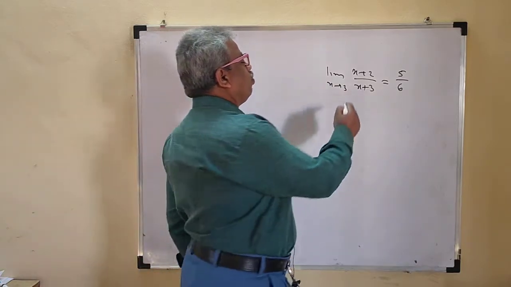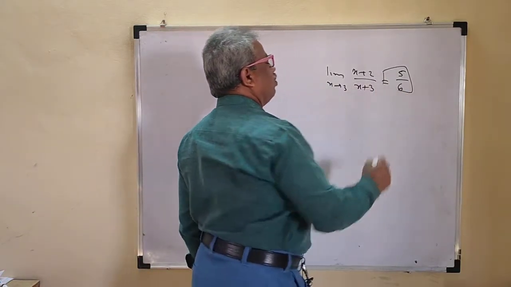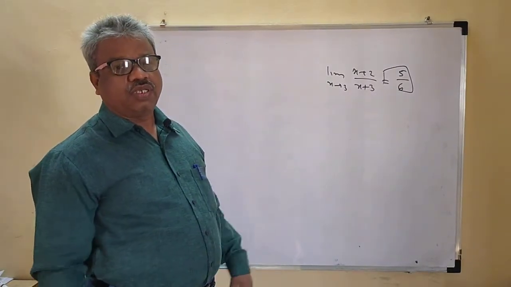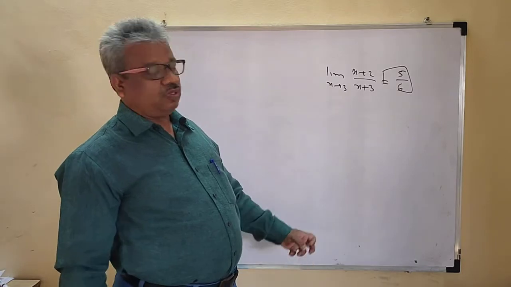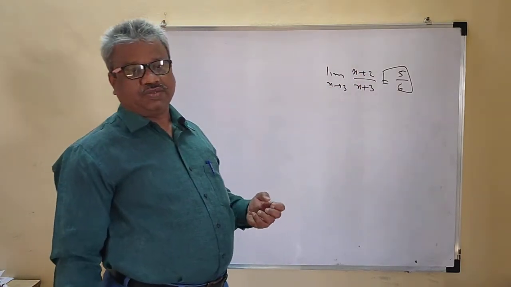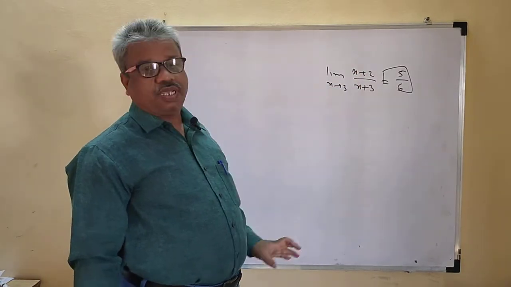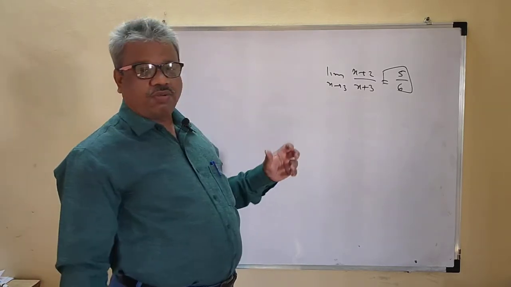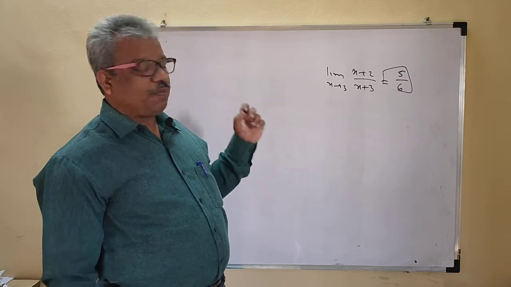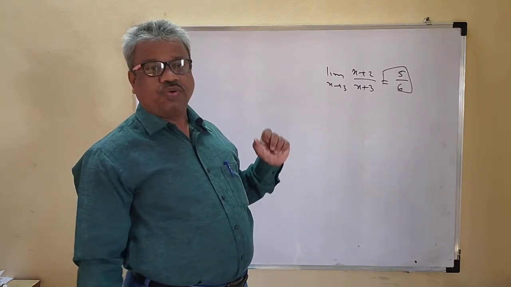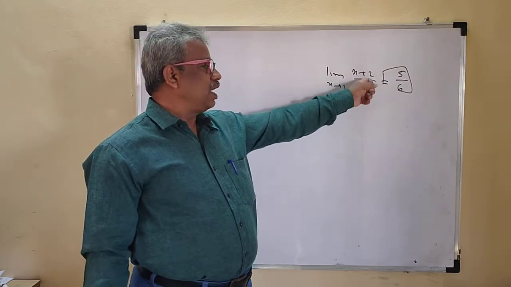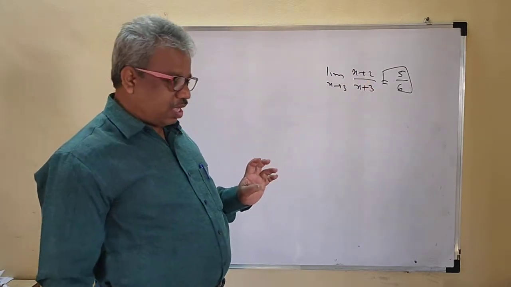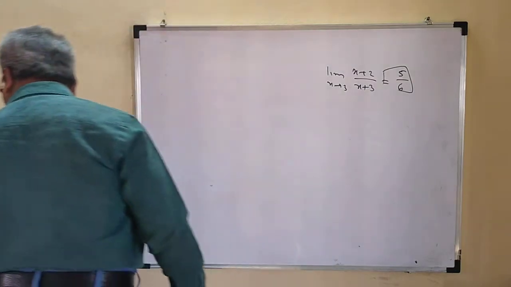So what we did before was only evaluate the limit of the function. Here we have taken that limit to be 5/6, but now we have to prove it, and that is the power of the epsilon delta definition. With its help, we can prove that the limit of (x plus 2) upon (x plus 3) as x tends to 3 is 5/6. Okay. Now we'll do this.